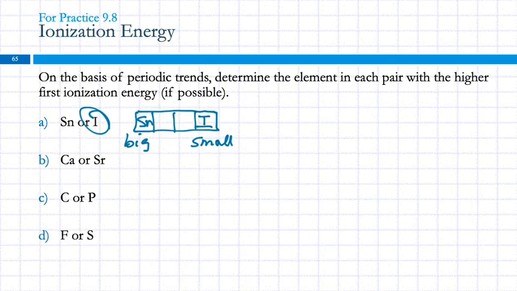Calcium or strontium? So this is over on the left side. There's calcium, and well, I drew an extra one, but there's strontium. So first identify which one's bigger, which one's smaller. Strontium's bigger, calcium's smaller. So we're looking for the higher first ionization energy. Which one is it going to be harder to take an electron from? The smaller one, the calcium.